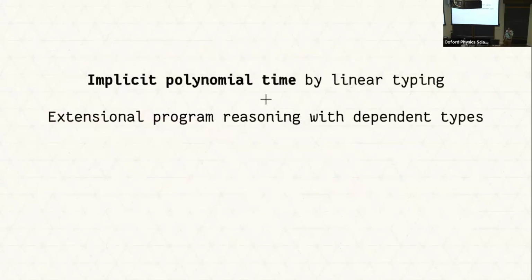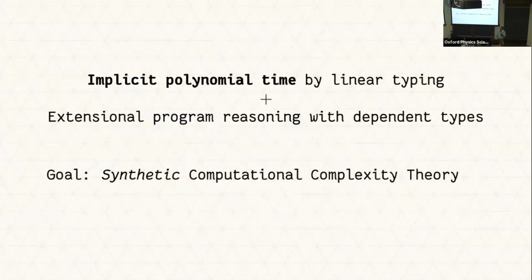Okay, so the plan is implicit polynomial time by linear typing combined with extensional program reasoning with dependent types. And a goal, maybe, is some kind of synthetic computational complexity theory. So we never have to construct Turing machines or anything like that. We just program with functions. The linear typing keeps us within the complexity bounds, but we can use the extensional program reasoning to define other complexity classes on top of it. There's still a big question mark, and I'm nowhere near doing anything like this yet.